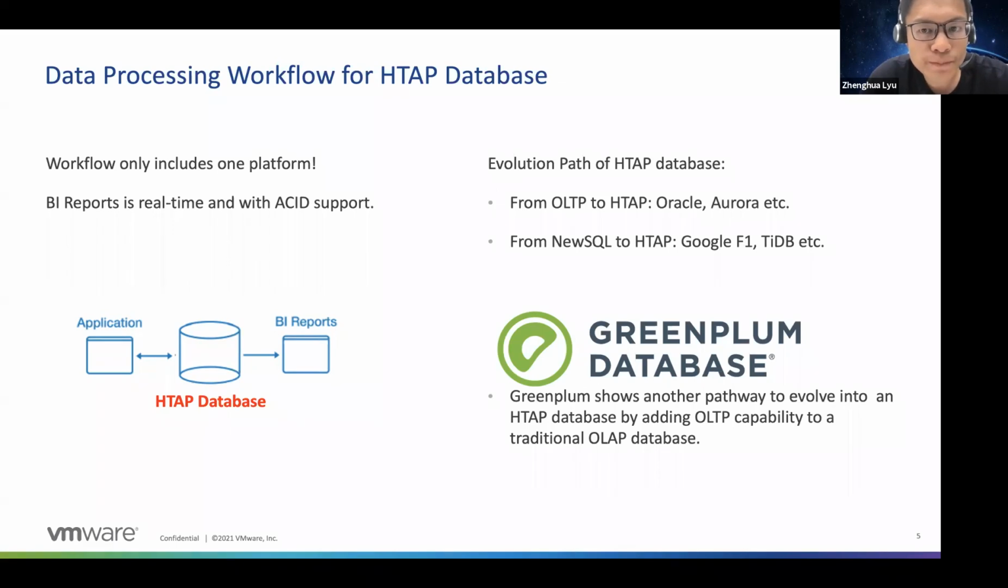There are different evolution paths to HTAP databases. One path is from OLTP to HTAP. Some typical cases are Oracle and Aurora. Another path is from NewSQL to HTAP. Typical cases are Google's F1 and TiDB. Greenplum shows another pathway to evolve into an HTAP database. Greenplum adds OLTP capability to a traditional OLAP database.